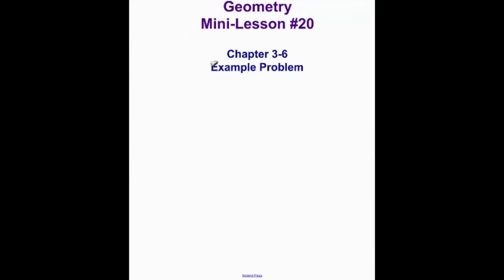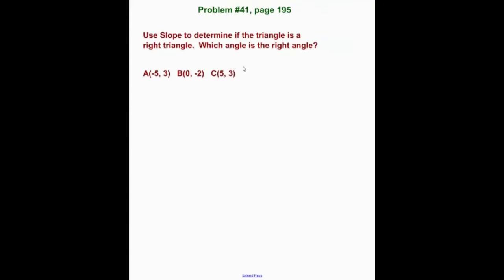Alright, we're going to take a look at an example from chapter 3.6, and it's going to deal with determining if you have a right triangle or not. We're going to use the slopes to figure that out, and then we're going to figure out which angle is the right angle. Definitions first, as always.